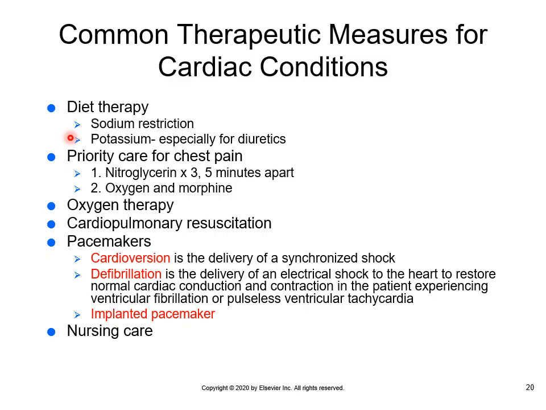Potassium, I did explain it, especially for diuretics. Nitroglycerin, we did talk about this, 3 times, 5 minutes apart. Also, in addition to the nitroglycerin, when we're dealing with patients that have chest pain, we can give them oxygen, making sure that their body is still oxygenated, and then we can give them morphine for the pain. It also helps with lessening their respiratory rate to kind of relax the body, right?